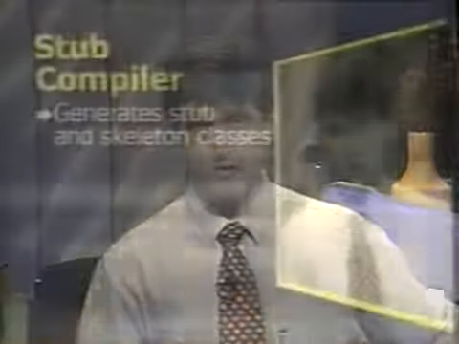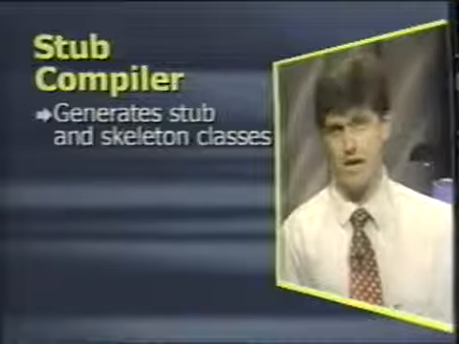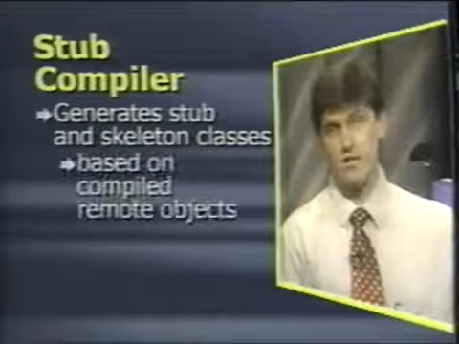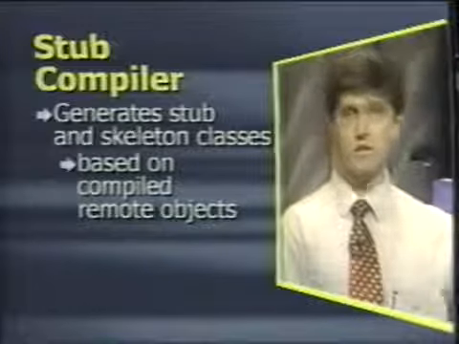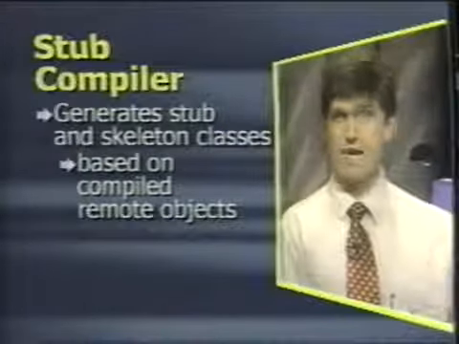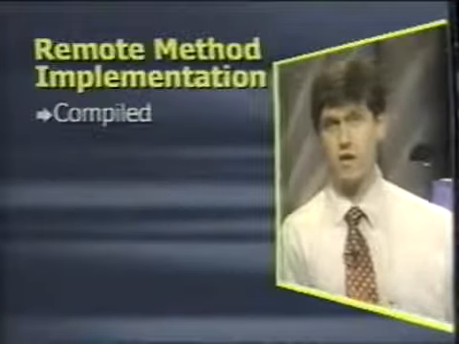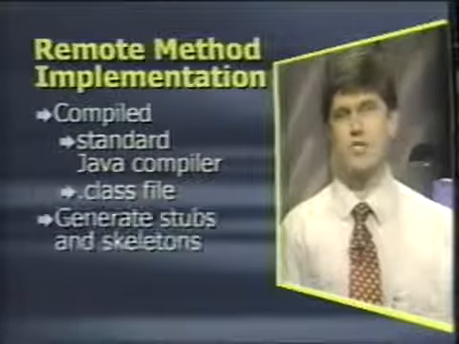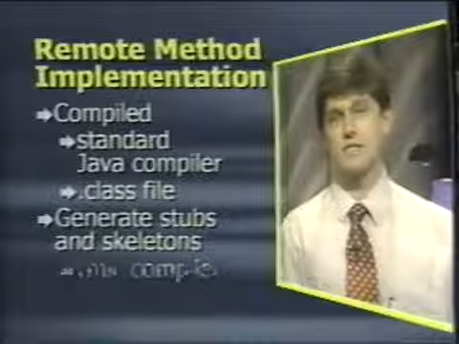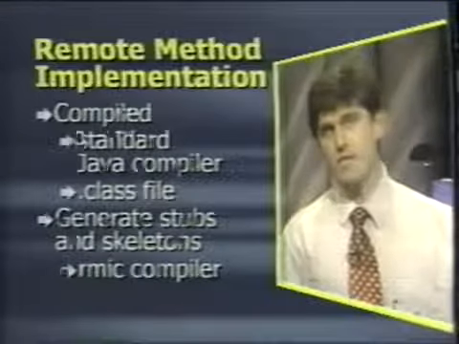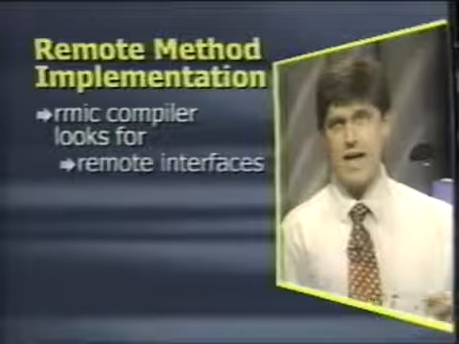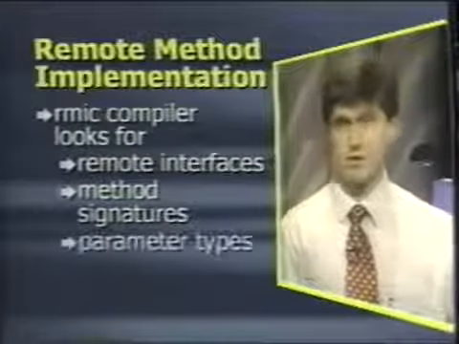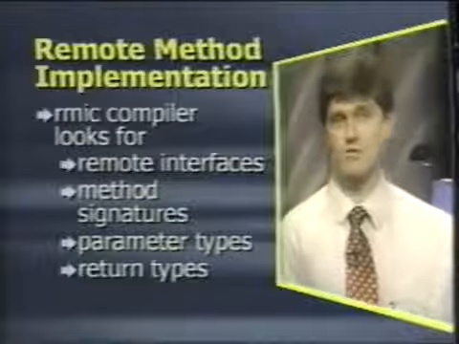So one of the beauties about this and what makes this a really easy environment to work with is the stub compiler, or RMIC. It generates these stub and skeleton classes based on the compiled remote objects. So the implementation that we saw earlier of a remote interface, that implementation would be compiled with a standard Java compiler into a .class file. Once you have this .class file, you can generate the stubs and the skeletons simply by running the RMIC compiler on this class file. The RMIC compiler will look for the remote interfaces and look for their method signatures, their parameter types, their return types, and generate these stubs and skeletons for you.